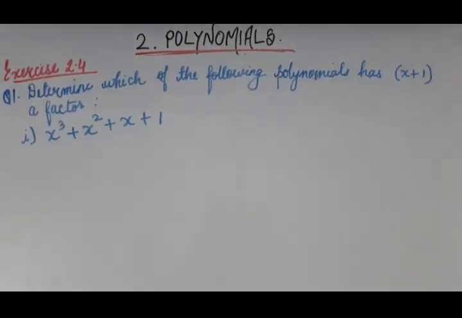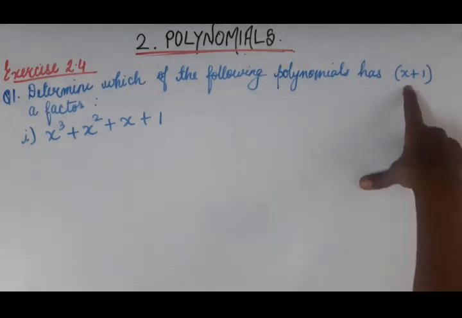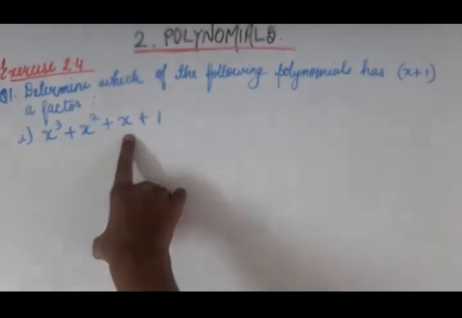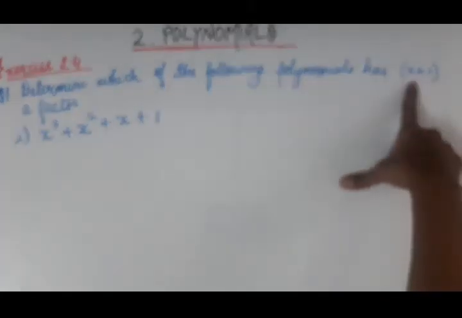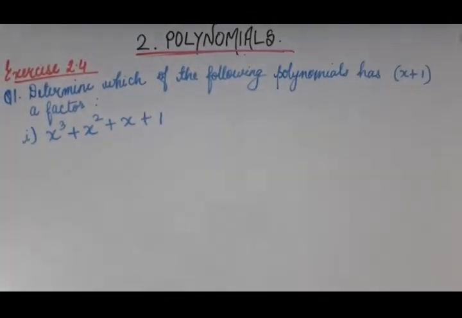So the first question is, determine which of the following polynomials has x plus 1 as a factor. Now we are going to do it with factor theorem. So we have to check whether x plus 1 is a factor of this polynomial or not. So we are going to consider this x plus 1 as the divisor and x cube plus x square plus x plus 1 as dividend.